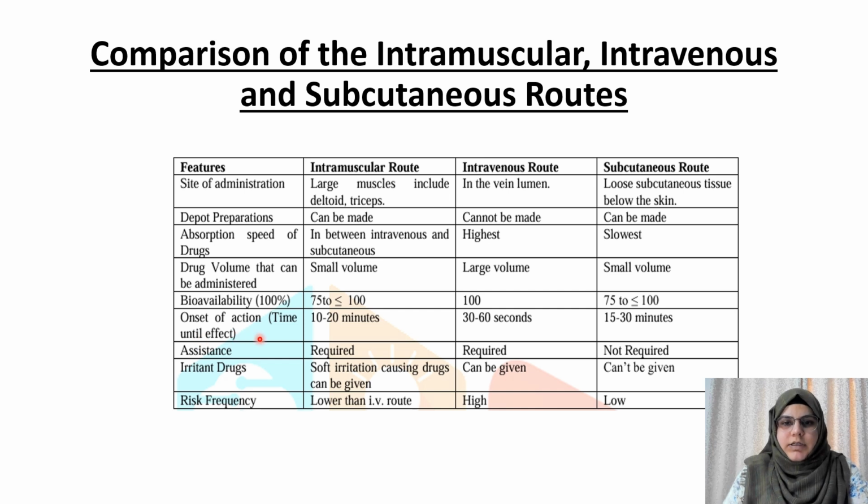Onset of action. We are giving the drug into the vein, but that doesn't mean that is the site of action. So how much time does it take to reach its site of action? Intramuscular 10 to 20 minutes, intravenous 30 to 60 seconds. This is very little. Subcutaneous 15 to 30 minutes. That's why, whenever you are giving an intravenous drug to someone, you have to be very sure of what you are giving, because there is just a short amount of time and everything can be destroyed.